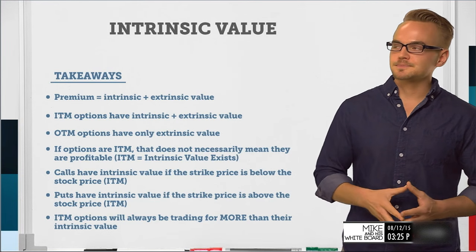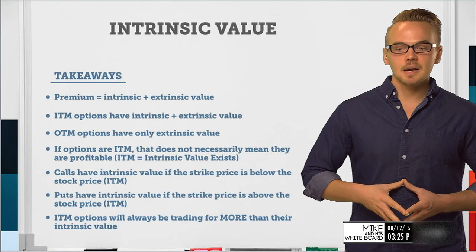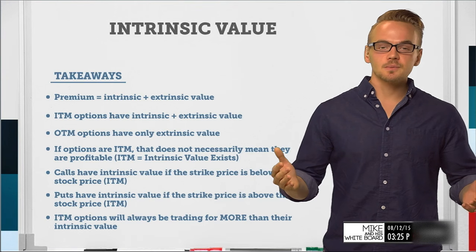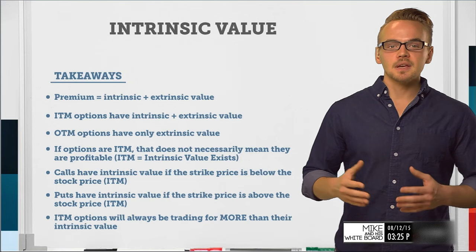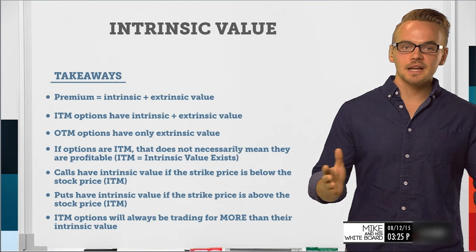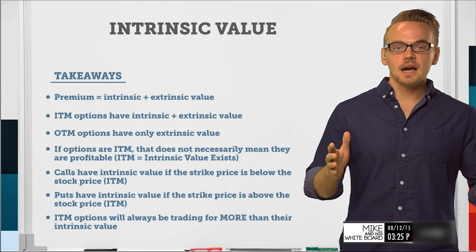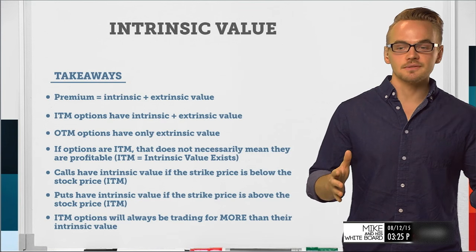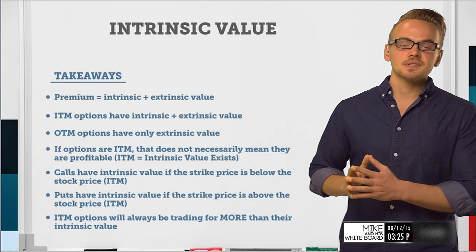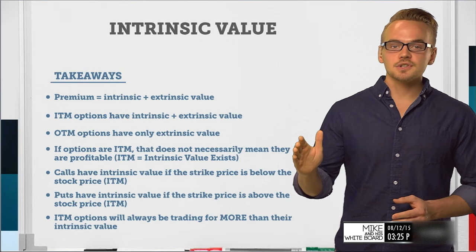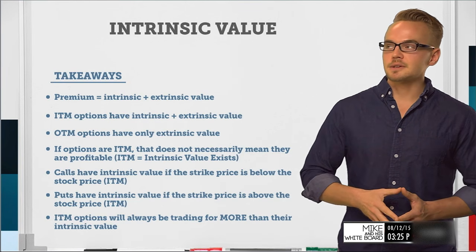So calls have intrinsic value if the strike price is below the stock price. Again, that's just simply because it gives you the right to buy 100 shares. So when they're in the money or have intrinsic value, it must be below the stock price because that's where you want to buy the shares for a discount. At expiration, that's where the option will actually have value or intrinsic value. Puts, on the other hand, will have intrinsic value when they're above the stock price. So if I have the right to sell 100 shares higher than the stock price, at expiration, that will be exercised for the intrinsic value.